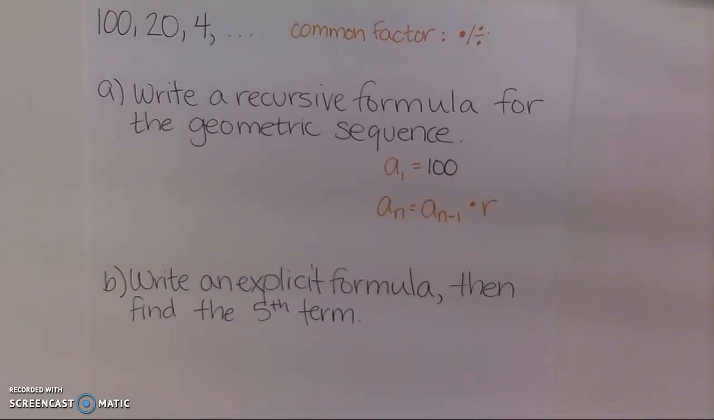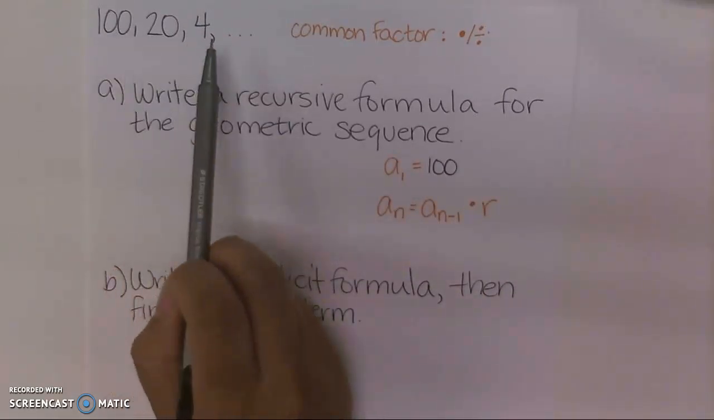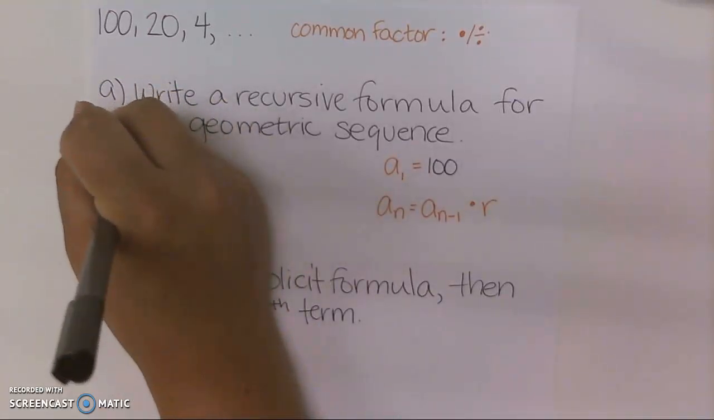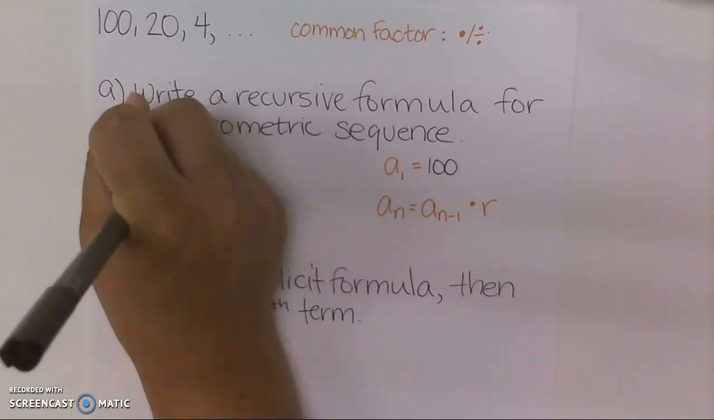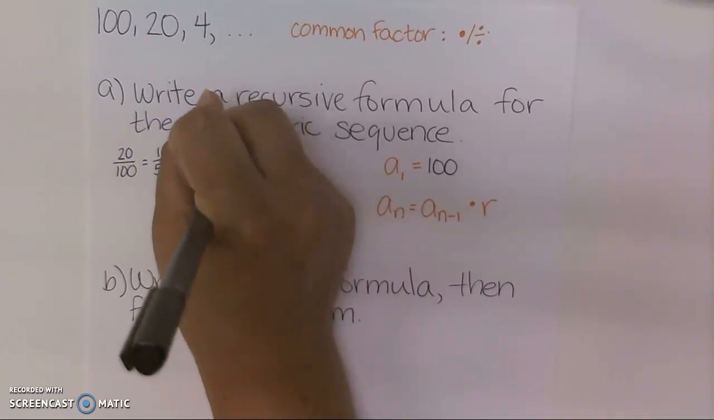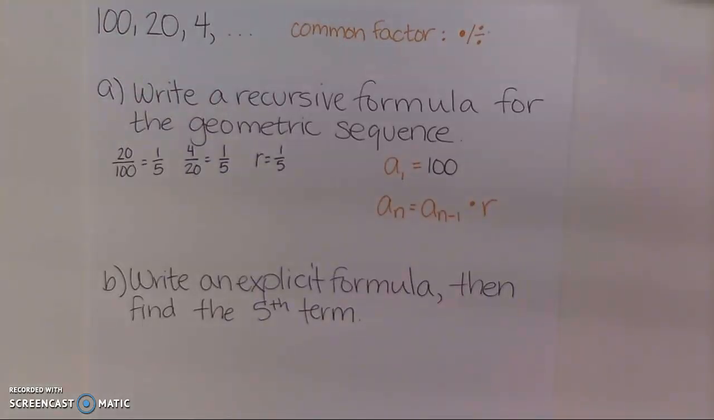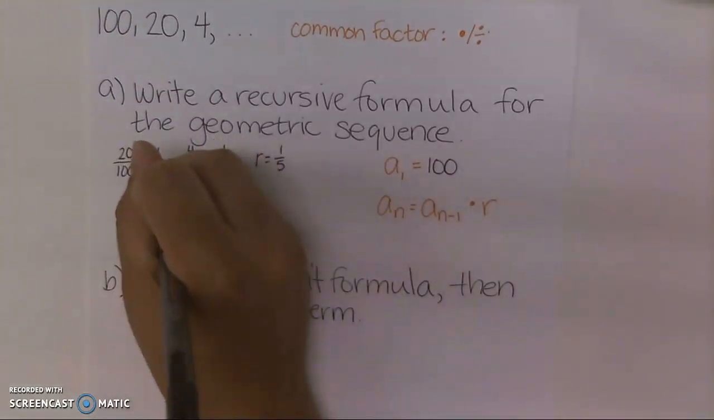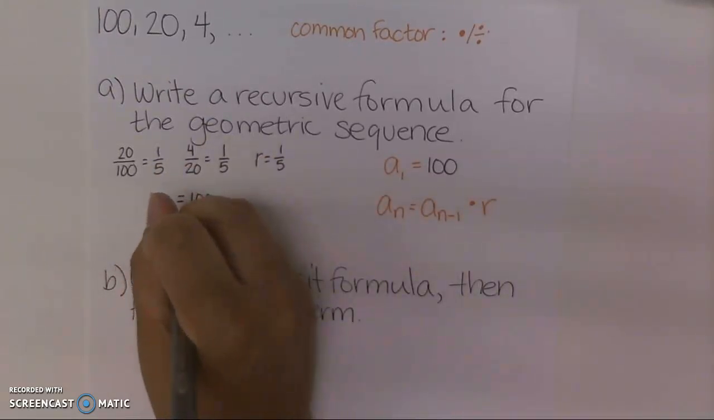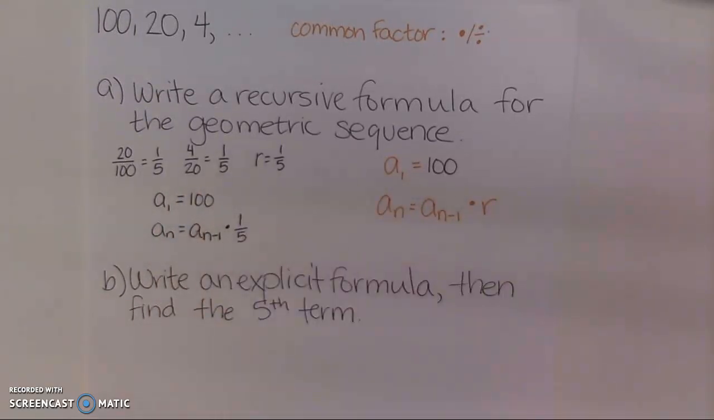So we need to figure out what r is. Because it's a common factor, we're going to put the second over the first, the third over the second, to figure out if we've got a common factor. So the second over the first would reduce to 1/5. And then the third over the second would again reduce to 1/5. So we know that r is 1/5. If we know that r is 1/5, then we can write a final answer for my recursive formula, which is a sub 1 equals 100, a sub n equals a sub n minus 1 times 1/5. And there's your recursive formula.